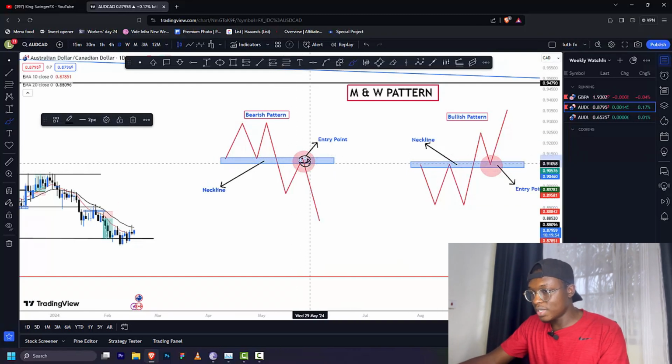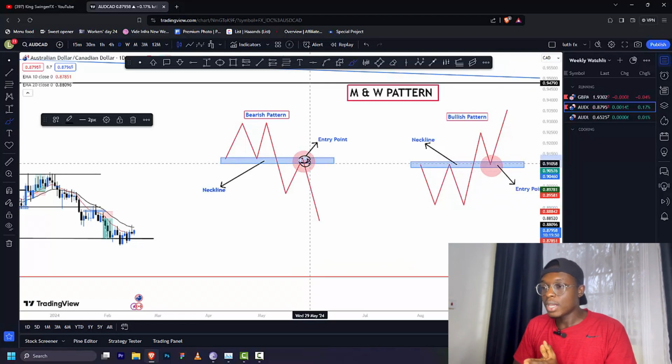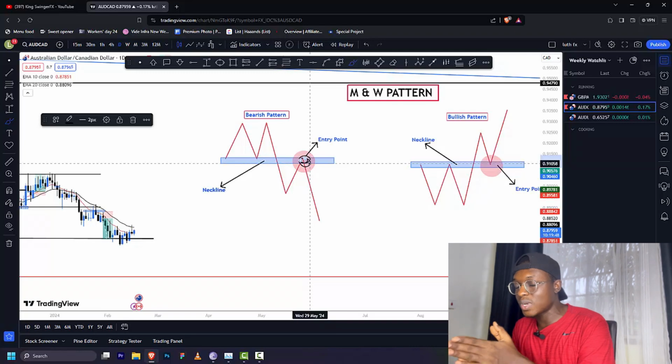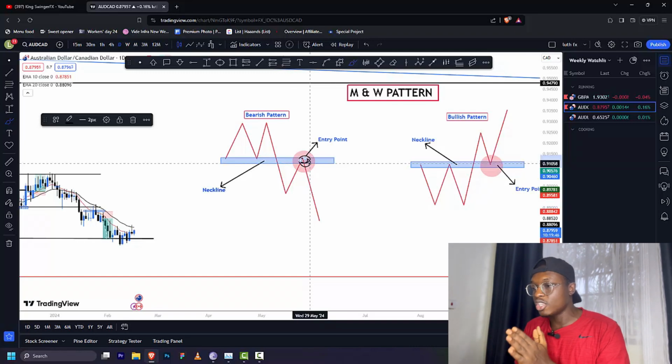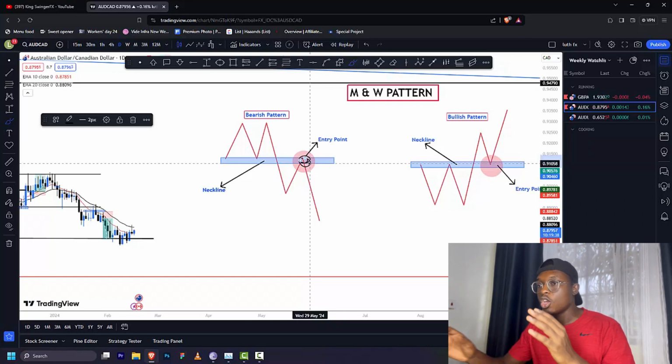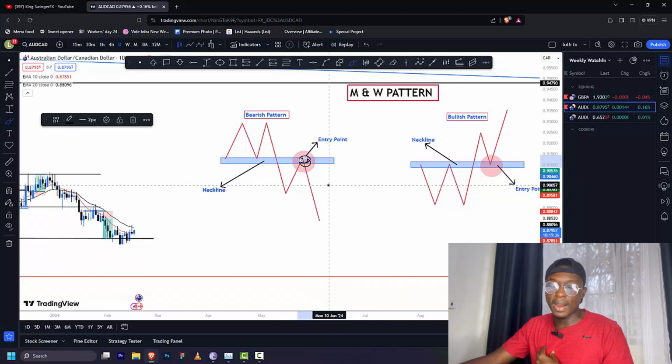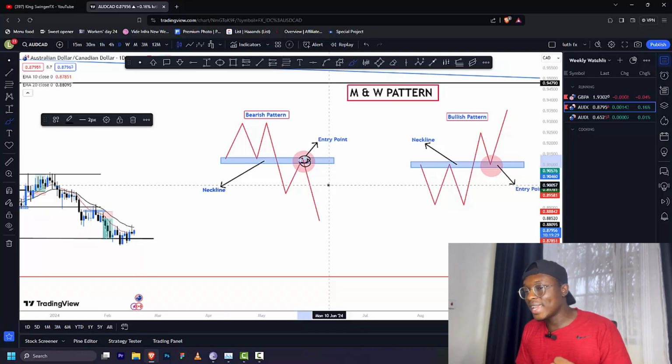When the market pulls back to this level, that is going to be our entry point. Whenever the market forms this M formation and pulls back to that level, that is where my students usually enter this pattern. Usually I like spotting these kinds of patterns on the daily time frame because I'm a swing trader. And trust me, you can find this pattern on all time frames: on the weekly, on the monthly, on the daily, on the 4-hour.